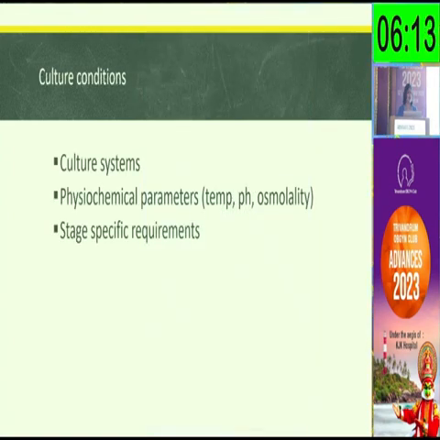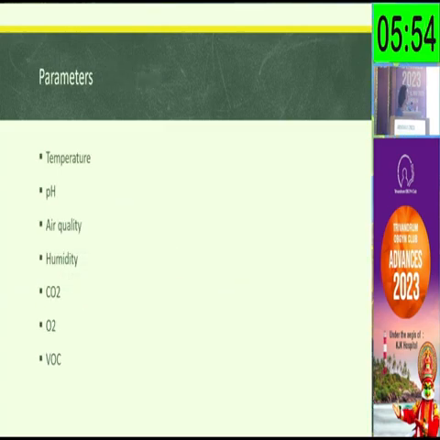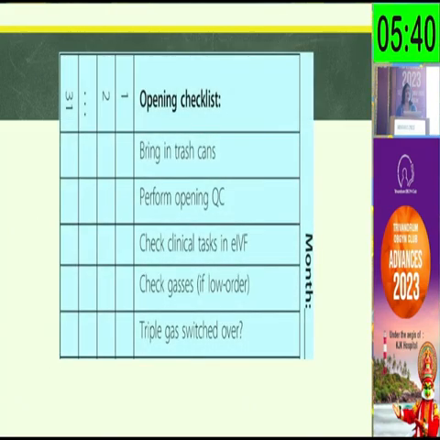Of course, looking at the culture conditions and analyzing them every day is the basic job of all embryologists. As we know, the effect of stress is the maximum at the stage of the oocyte, and it is definitely lesser at the stage of the blastocyst. So we need to check all these things: temperature, pH, air quality, humidity, carbon dioxide, O2, and the VOCs, on a daily basis in every lab. And you have sheets for each as well. So we always have a list of things that we need to do: an opening list, a closing list, and the things that need to be done in between.